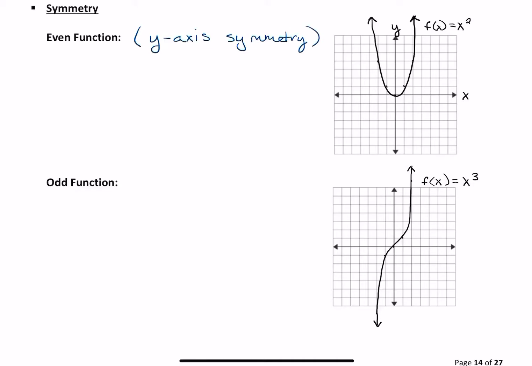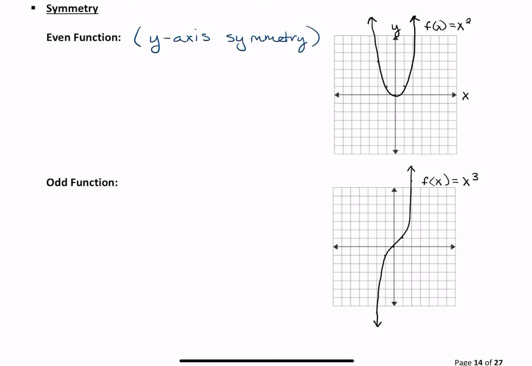If you have y-axis symmetry, that means if you folded it across the y-axis, it would fold onto itself. So here I've got the graph of x squared. If I folded it across here, this would fold onto the other side. So that parabola, as long as it's centered on the origin, has y-axis symmetry.